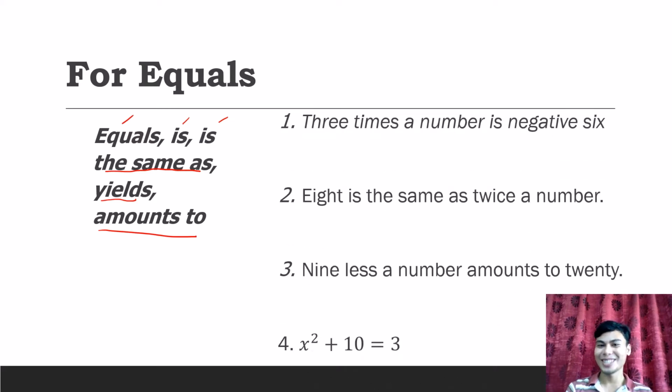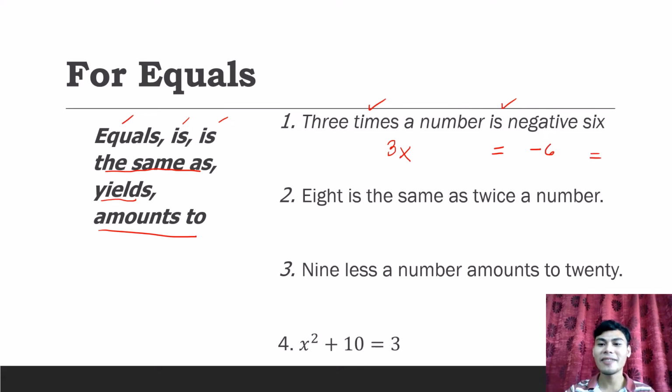First, 3 times a number is negative 6. So, 3 times a number. We have times, so it's multiplication. Then we have the word is, which is the equal sign. So, 3 times, it's 3x because we don't know the number. 3x. Then, is negative 6. Again, is is the equal sign. So, is negative 6.